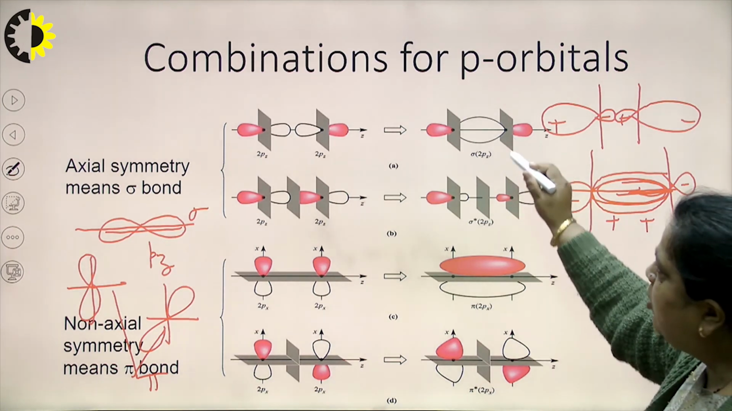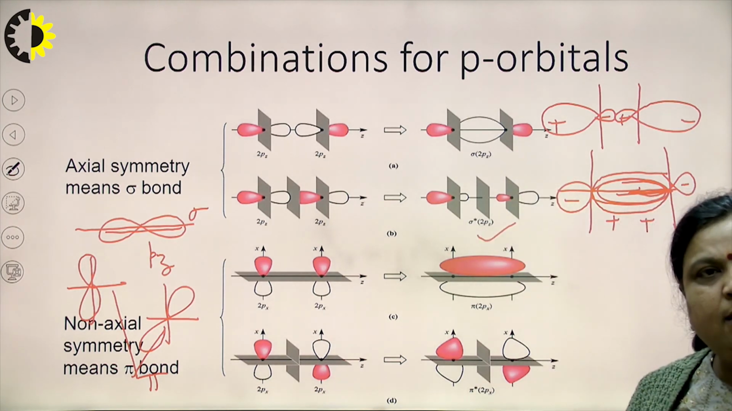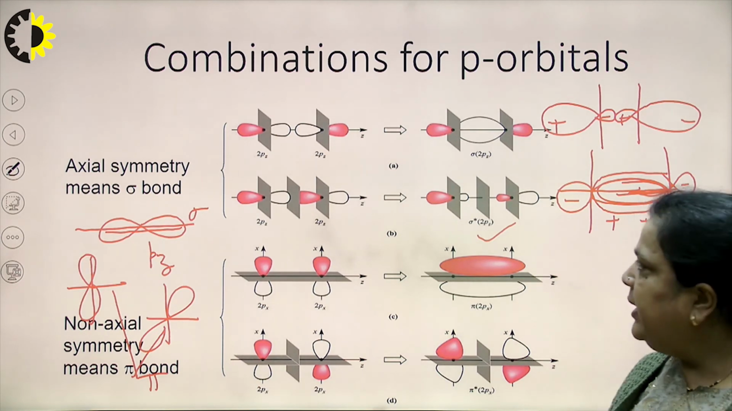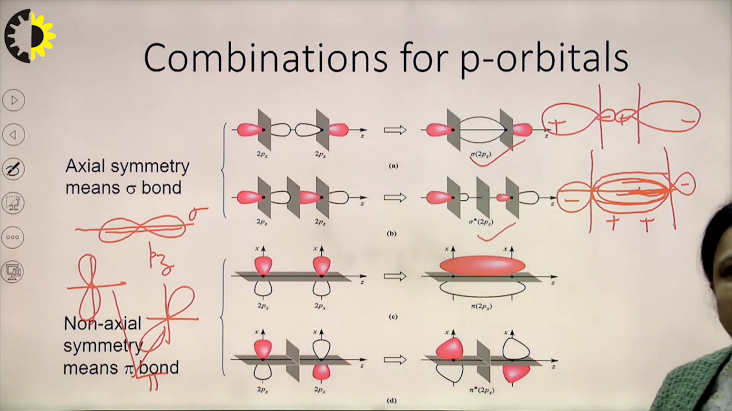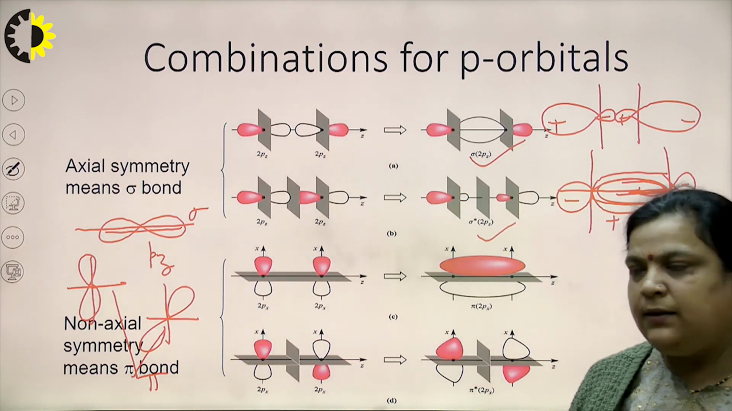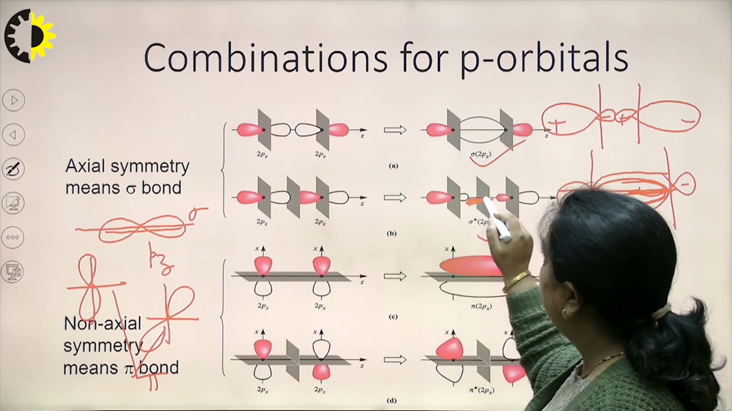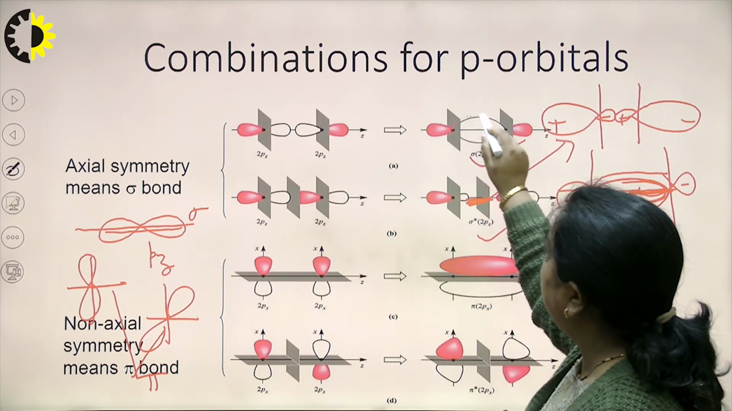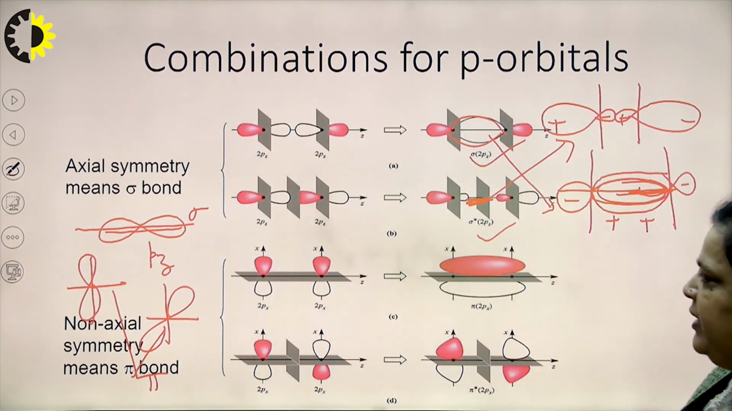And since a sigma bond is formed, we write sigma 2Pz for the positive overlapping, and for the negative overlapping, sigma star 2Pz. Here, since they repel each other, this is the antibonding orbital.